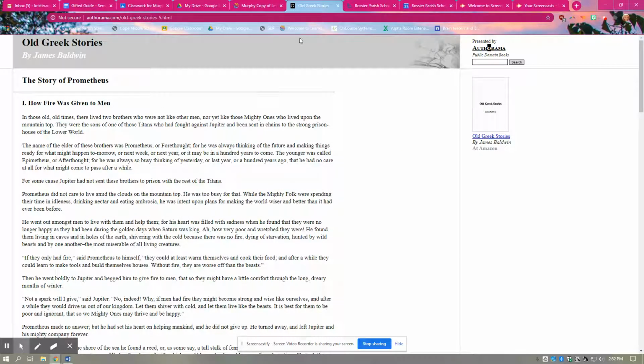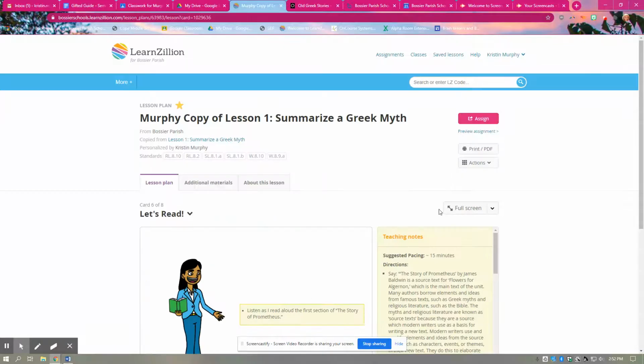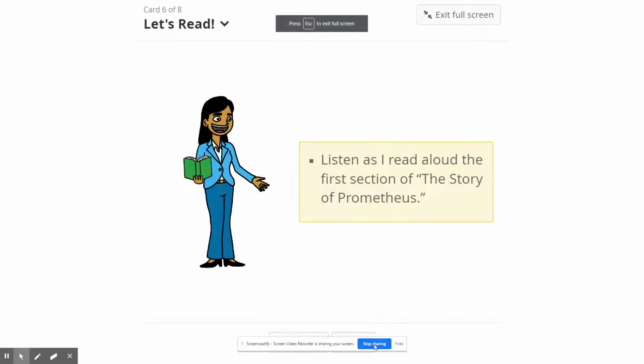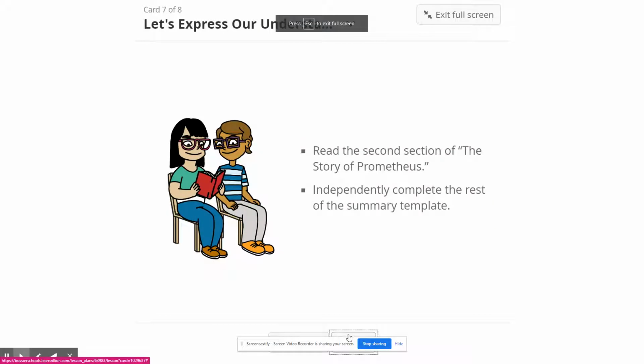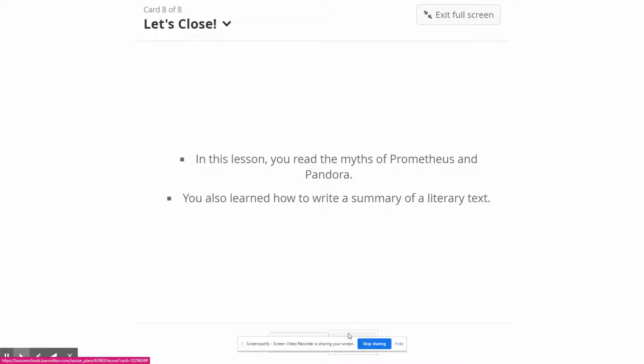So if we go back to our assignment here, again, you're going to read the second section of the story of Prometheus. Independently complete the rest of the summary template. So in our lesson, you will have read the myth of Prometheus, and you also learned a little about Pandora, and you're going to have learned how to write a summary of a literary text.